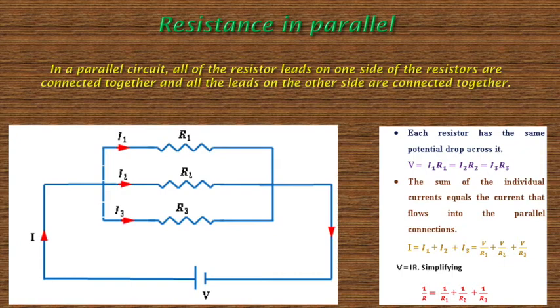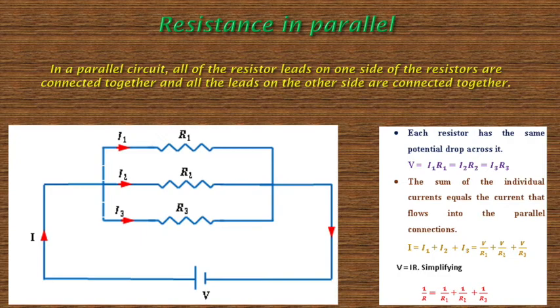The sum of the individual currents is equal to the current that flows into the parallel connections. I equal to I1 plus I2 plus I3 equal to V by R1 plus V by R2 plus V by R3. Since the current is divided between each branch of the circuit, a parallel circuit is known as a current divider.